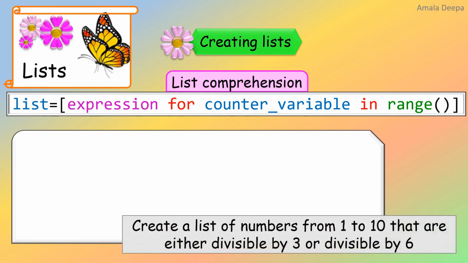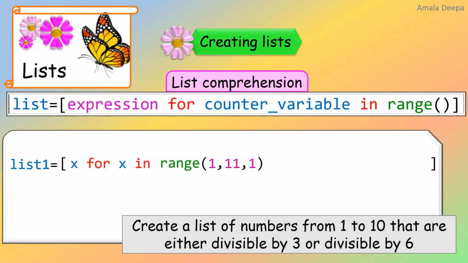For example, to create a list of numbers from 1 to 10 that are either divisible by 3 or divisible by 6, using this syntax: list 1 is equal to, within square brackets, x for x in range 1, 11, 1. Here one bracket is here, another bracket is here. Because I want to generate the numbers 1 to 10. But I don't want all the numbers from 1 to 10. I want only those which are either divisible by 3 or divisible by 6.